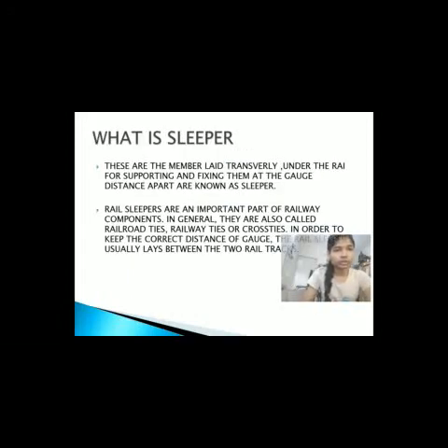What is sleepers? These are the members laid transversely under the rail for supporting and fixing them at the gauge distance apart, and are known as sleepers. Rail sleepers are an important part of railway components. Generally, they are also called rail ties, railway ties or cross ties. In order to keep the correct gauge distance, the rail sleepers usually lie between two rail tracks.